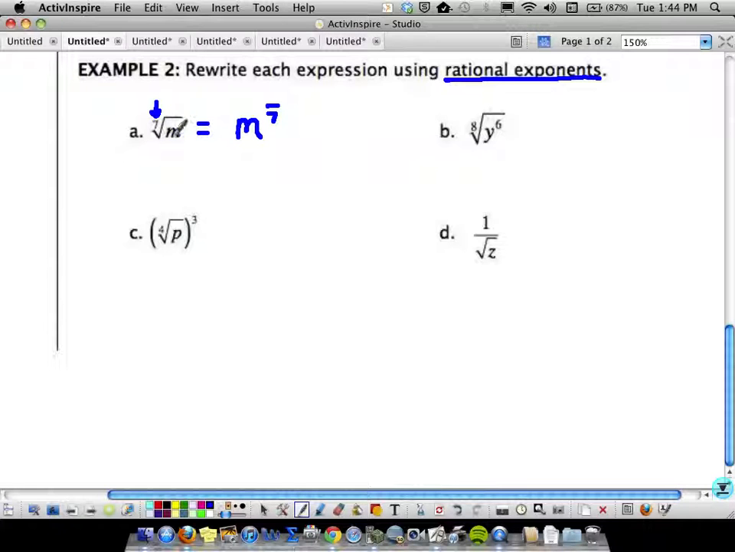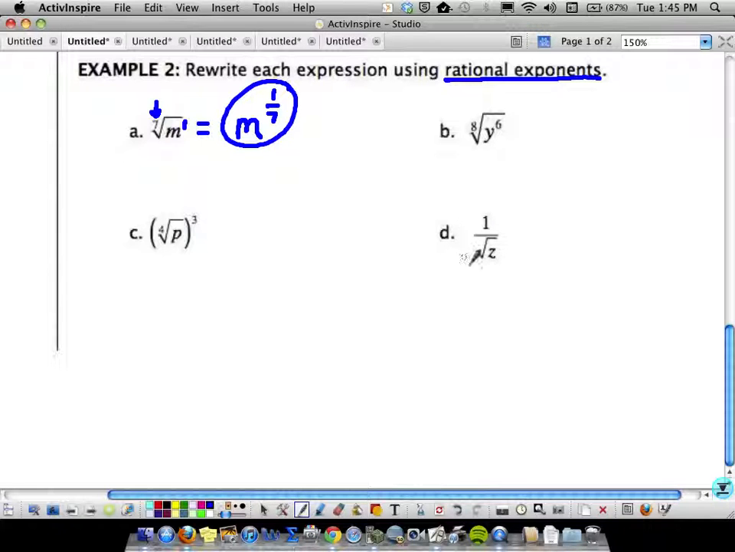And we can see here that m isn't raised to any power. And remember, if m doesn't appear to be raised to anything, it's actually raised to the first power. So we could rewrite the 7th root of m as m to the 1/7. Let's take a look at one more together, and I think the one I want to look at is D, and then I'll have you try B and C.